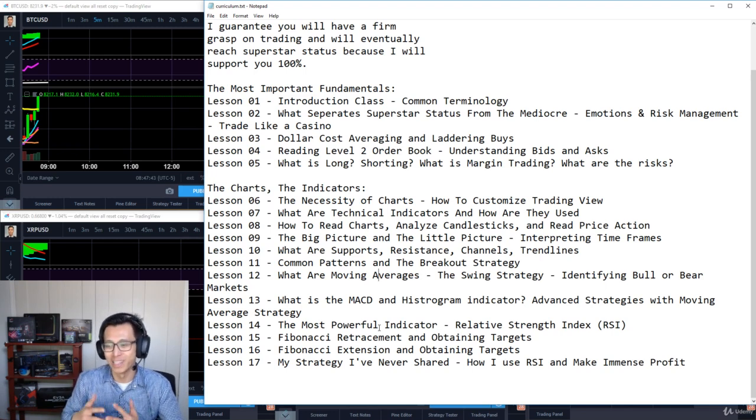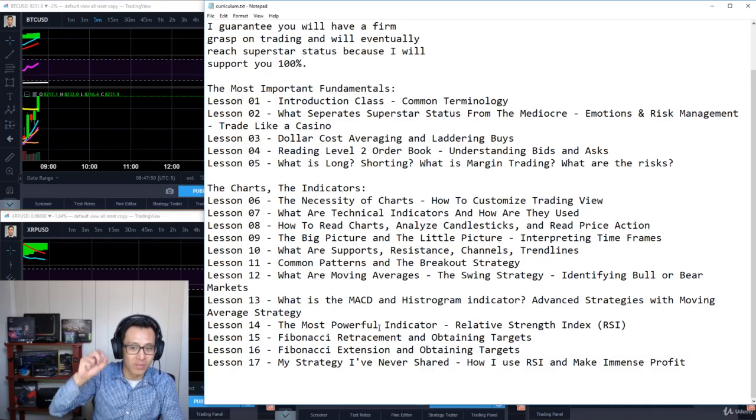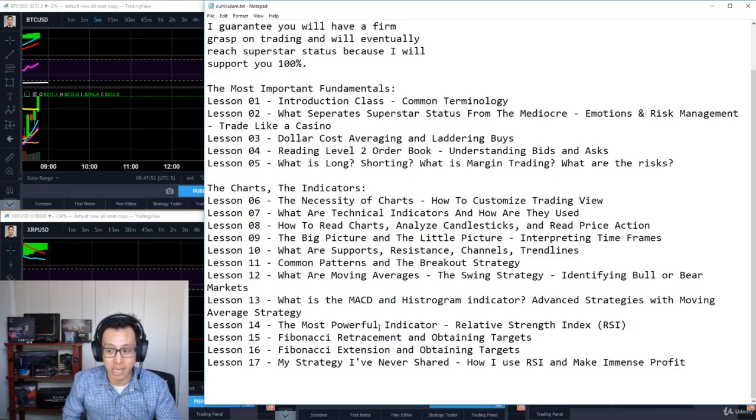So this wraps up lesson number 14, which talked about relative strength index. Once again, you get a series of a lower low on the actual price action, but a higher low on the actual RSI, and that indicates that you're gaining strength and momentum in the market. So that was the main thing I wanted to talk about. We also need to talk about signs of bearish divergence and bullish divergence as well. So I'll see you guys for lesson number 15 for Fibonacci retracement and obtaining targets.